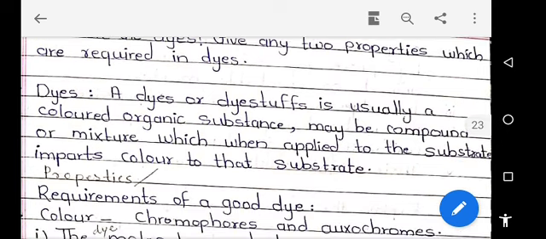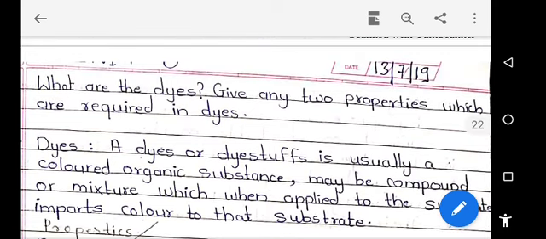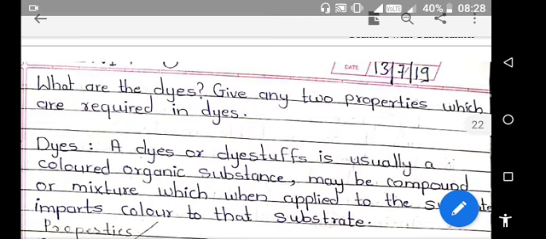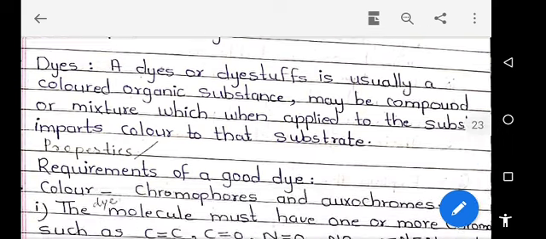Friends, in today's lecture we are going to start the third unit, the drugs and dyes part, because we have covered the two units. Unit first and unit second are of drugs. We have covered these two units.